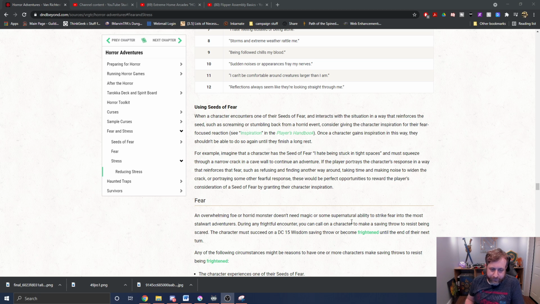So for example, imagine that a character has the seed of fear: I hate being stuck in tight spaces, and must squeeze through a narrow crack in a cave wall to continue an adventure. If the player portrays the character's response in a way that reinforces that fear, such as refusing, finding another way around, taking time and making noise to widen the crack, or portraying some other fearful response, these would be perfect opportunities to reward the player's consideration of a seed of fear by granting their character inspiration.